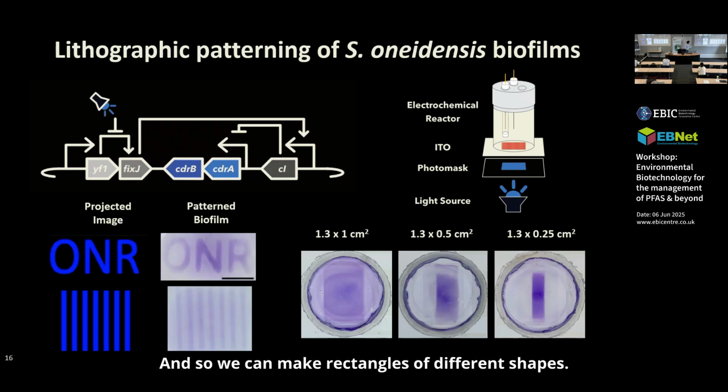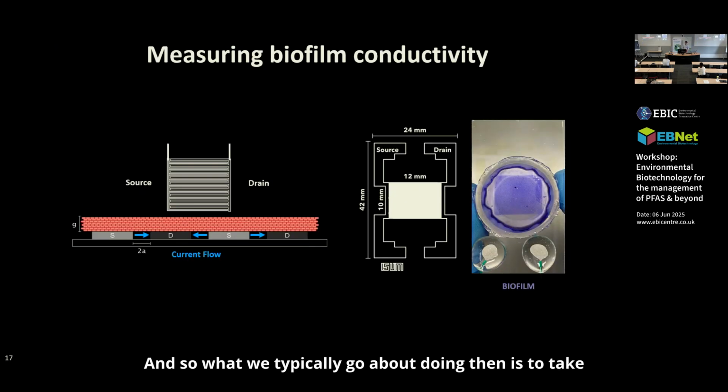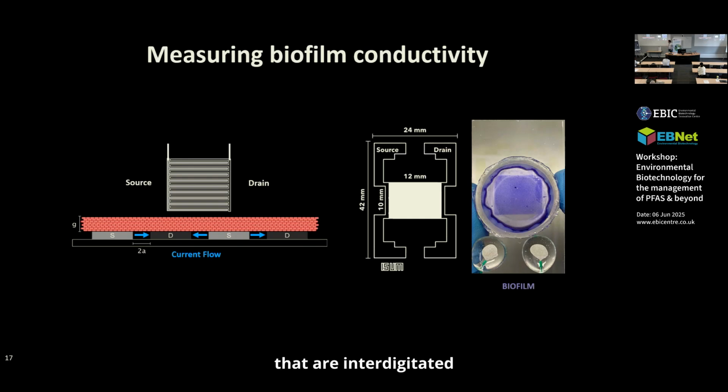And so we can make rectangles of different shapes. We can make many different rectangles on a particular surface, all with this tool here, which is nice. And so what we typically go about doing then is to take these and print them onto what we call interdigitated electrodes, which you can sort of see here. What you have is a source electrode and a drain electrode that are interdigitated like that. And so we pass current from the source to the drain through the biofilm. That's really what we're doing here.